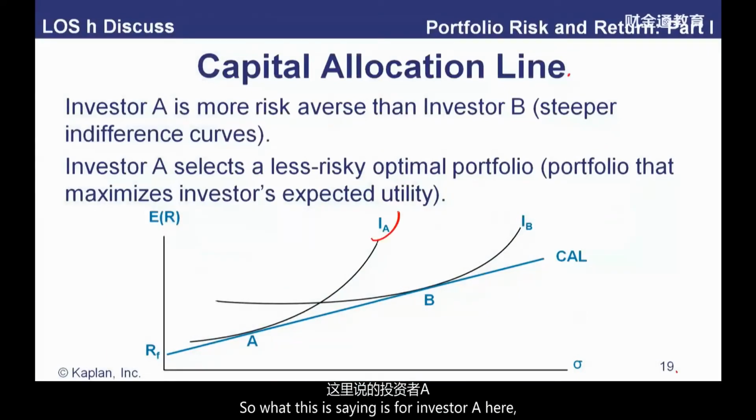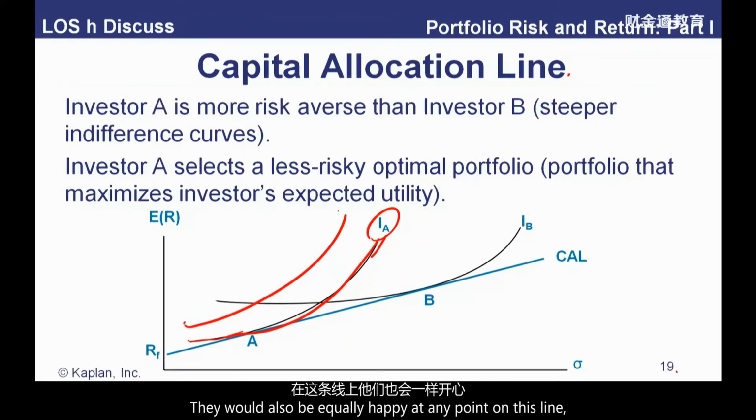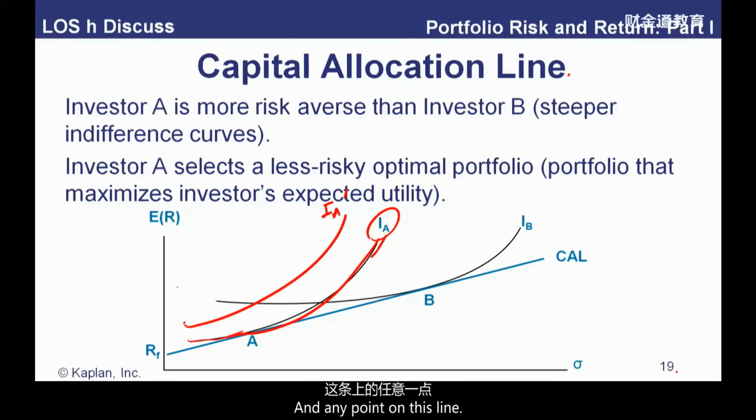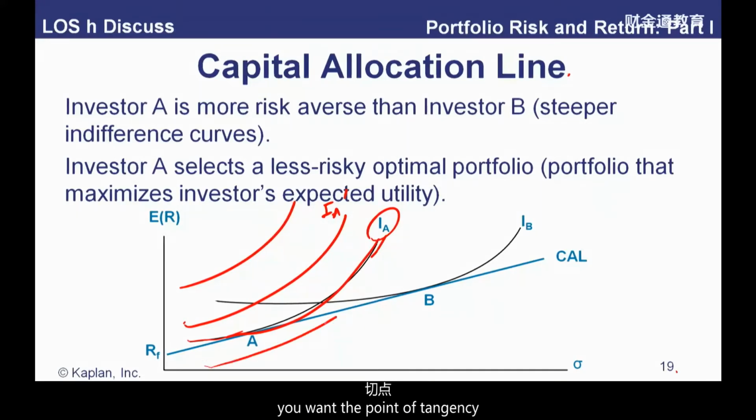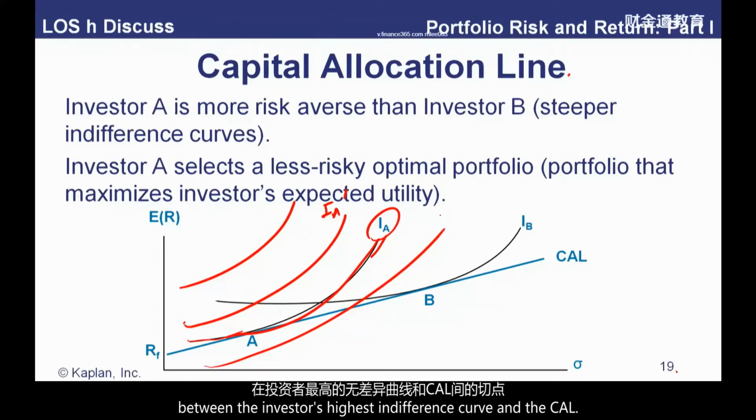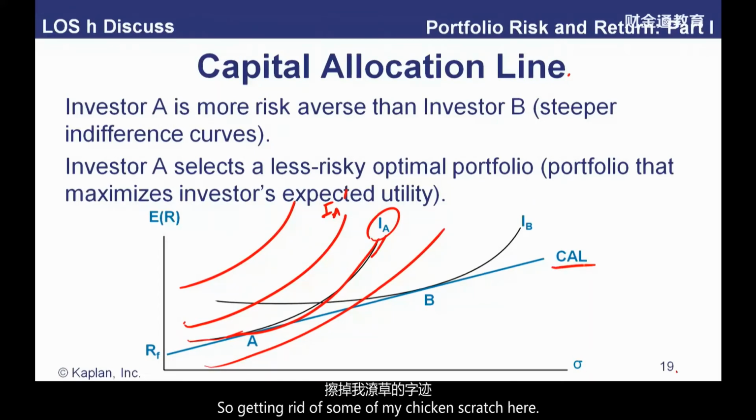So what this is saying is that for investor A, they are equally happy at any point along this line. So their portfolio combinations, anywhere there, they get equal utility. They would also be equally happy at any point on this line, so this would be the IA prime, and any point on this line and so forth. So the indifference map has to be everywhere dense, which means that every point has to be covered. But what you want is the point of tangency between the investor's highest indifference curve and the CAL.